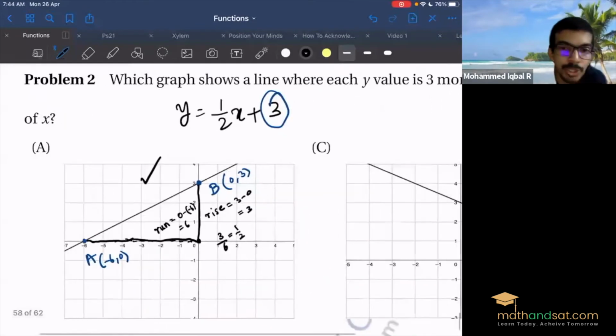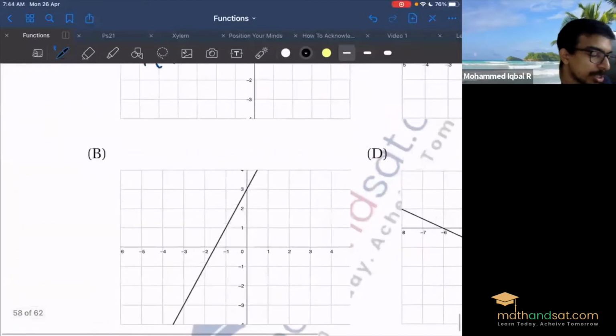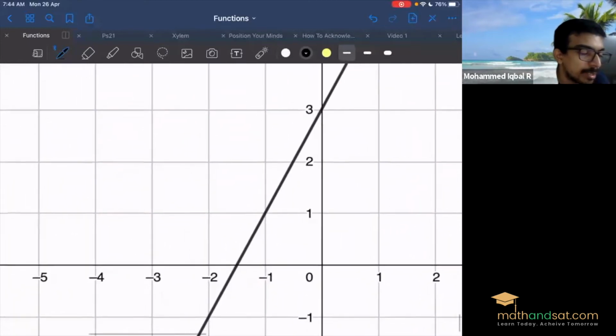Now, can we also check the slope for the other options? Can you tell me what is the slope in this case?